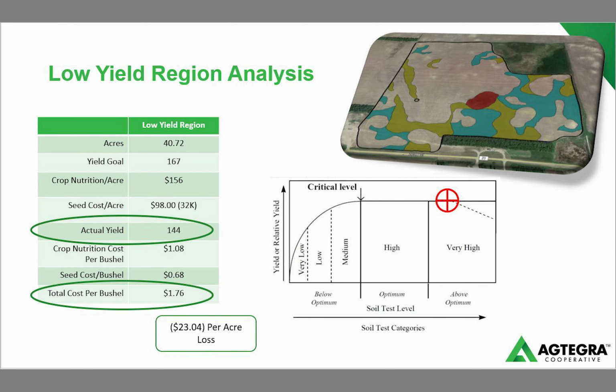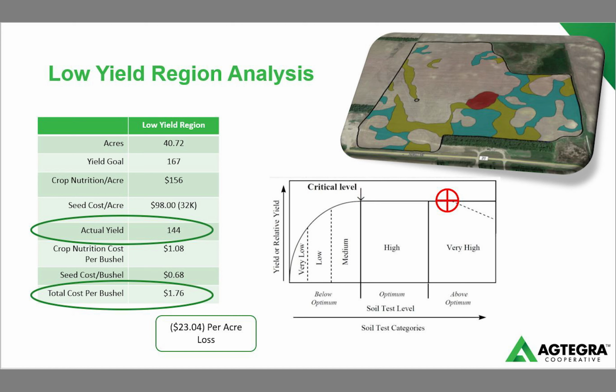So let's specifically look at a low yielding area, those low yielding zones. We average these numbers together. So we've got 40 acres of low yielding zones. Let's say we did shoot for that 167 bushel yield goal. So we're going to spend 156 bucks on crop nutrition. We're going to spend $98 on seed. However, our average yield across those zones that we categorize as low yielding is 144 bushel, okay?